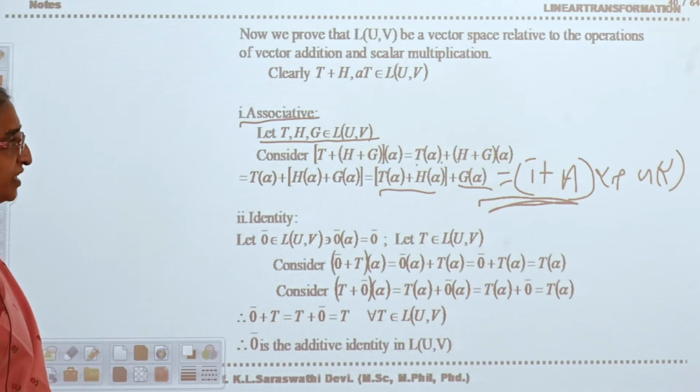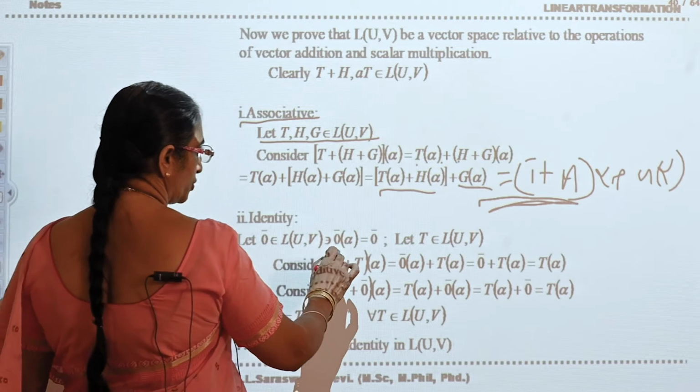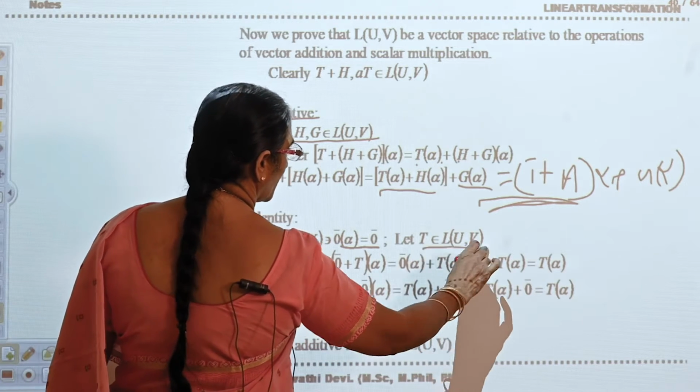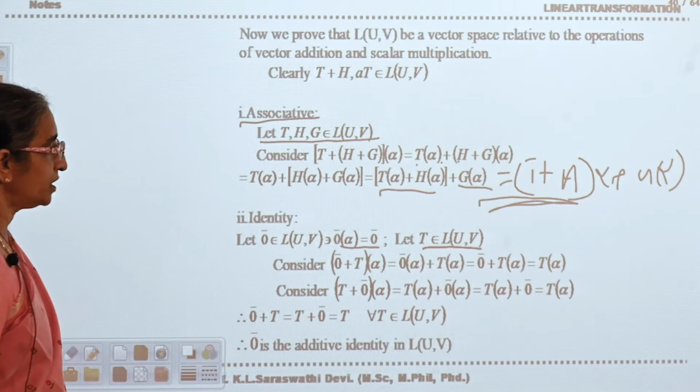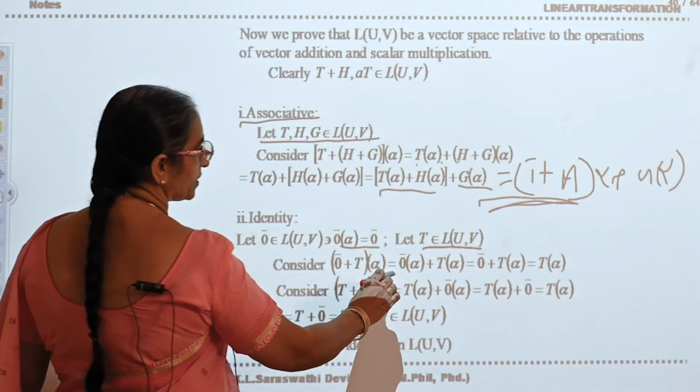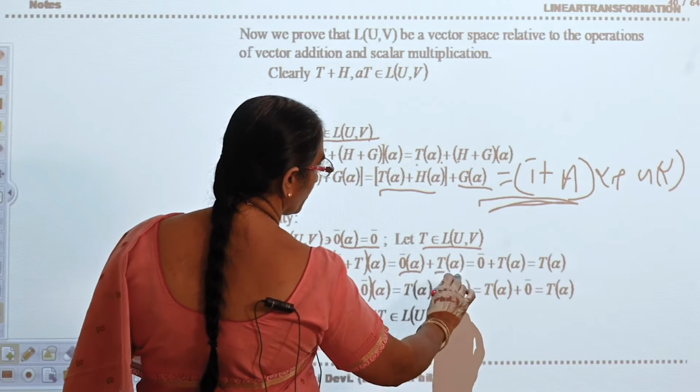Next, identity. 0 bar belongs to L of UV and define 0 bar of alpha is equal to 0 bar. Let T belong to L of UV. Consider 0 bar plus T of alpha is equal to 0 bar of alpha plus T of alpha.